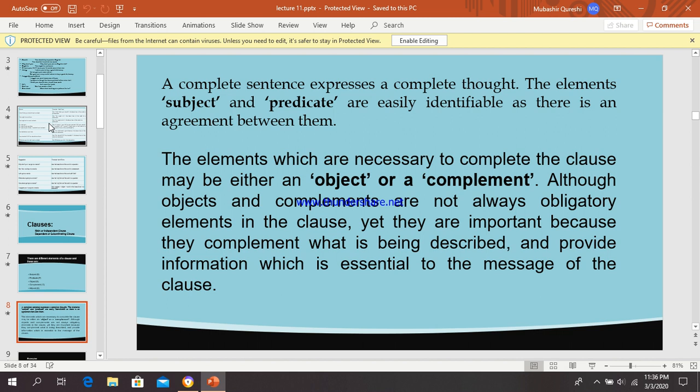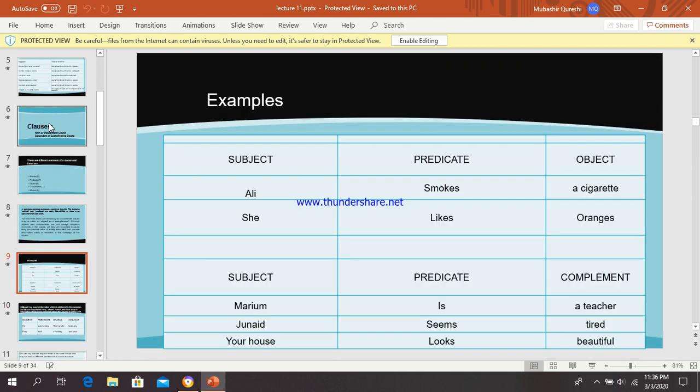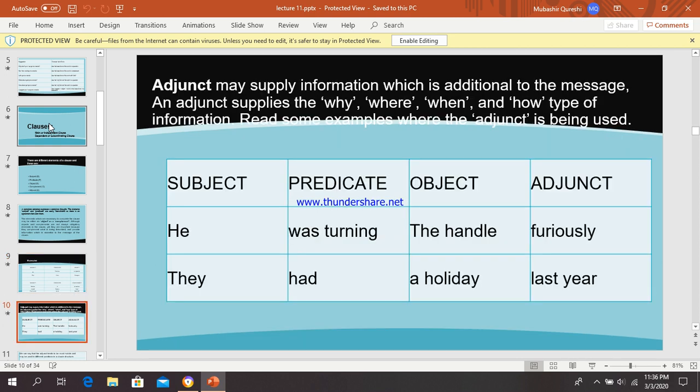A complete sentence, and then I told you that a complete sentence expresses a complete thought. वो आपको एक complete meaning, एक complete sense देता है. The elements, subject and predicate are easily identifiable as there is an agreement between them. और जो complete sentence होता है उसमें आप बहुत आसानी के साथ अपना subject और predicate निकाल लेते हैं. Subject, predicate, object, then you read 2-3 examples about them, and then subject, predicate, complement, you read 3-4 examples about them also.